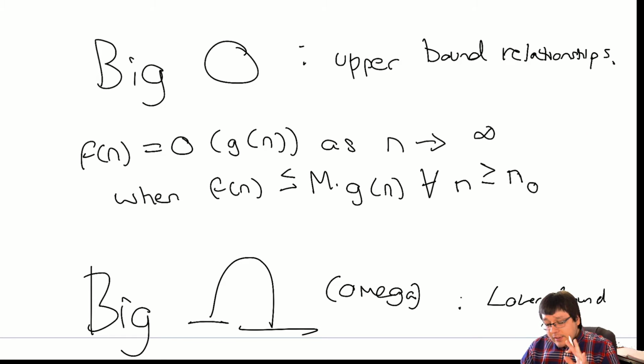Such that g of x is strictly positive for all large enough values of x, okay?